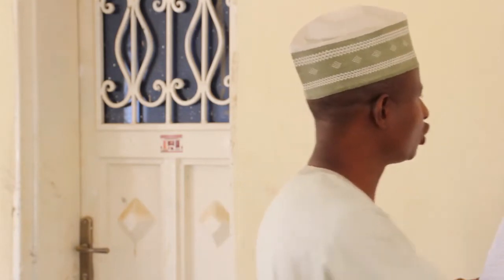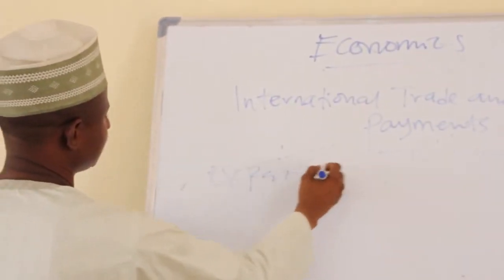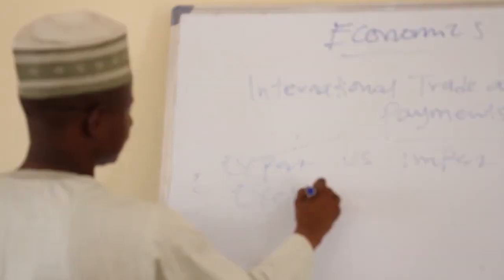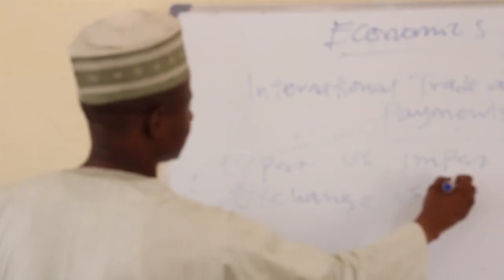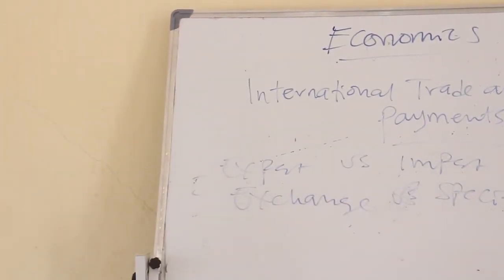Now, basis of international trade. There are two major bases of international trade, and these are exchange and specialization. Now, we start with exchange. Basis of international trade: we have exchange and specialization.